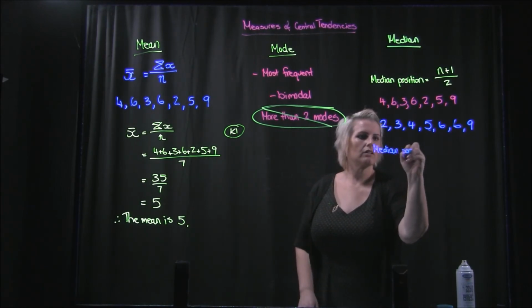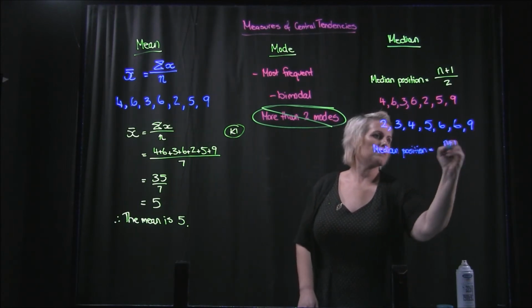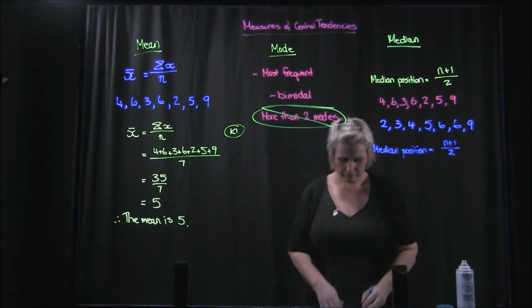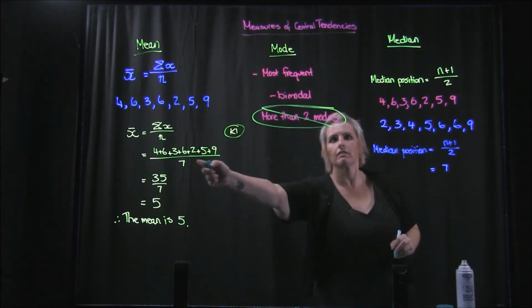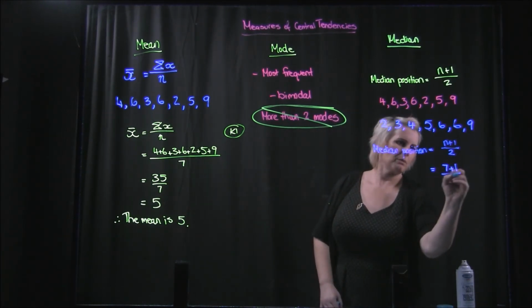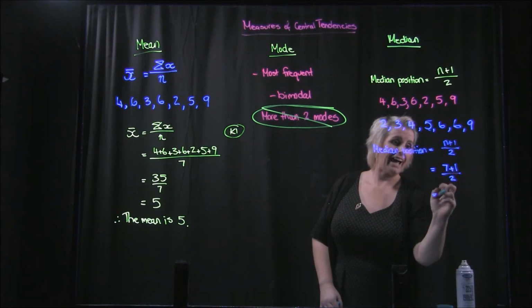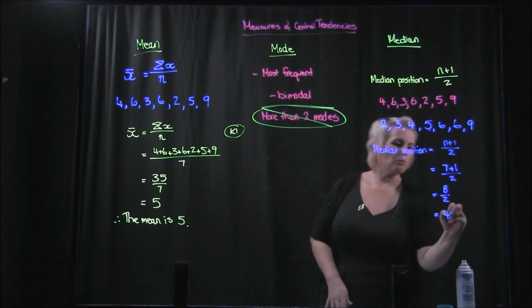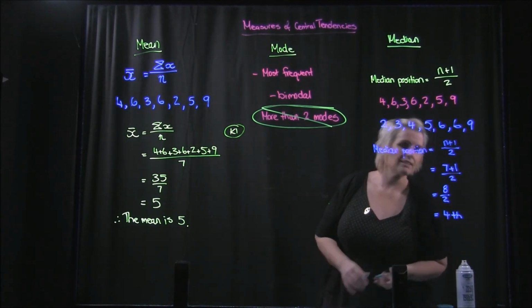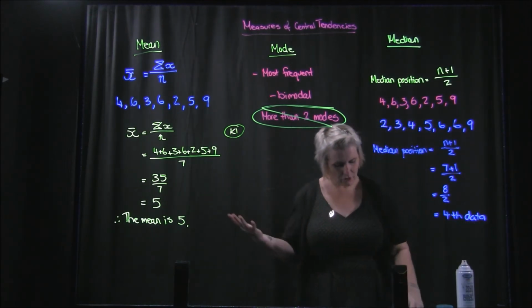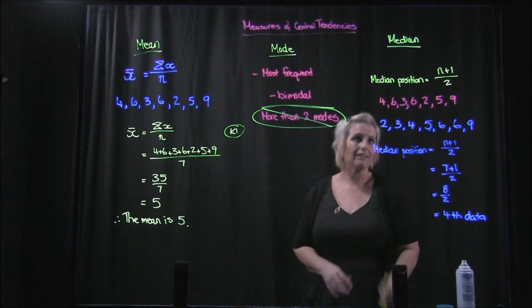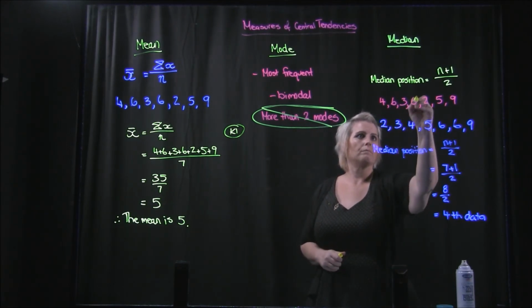So I write my formula, n plus 1 over 2. Now I know there's 7, so I substitute it over here. So 7 plus 1 over 2. So that's 8 divided by 2, which is 4. Now what that means is that it is the fourth data. Okay, so what I then need to do is go back up to my data set, 1, 2, 3, 4.